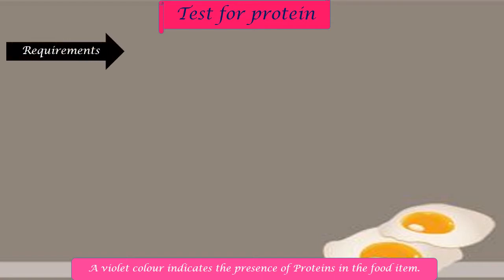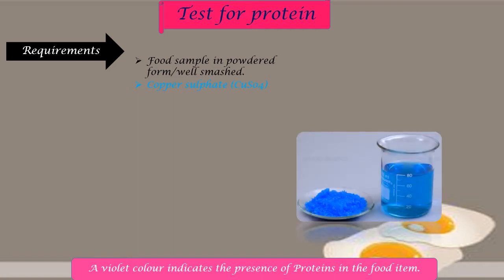Let us see a simple test for protein, as we discussed earlier. The basic requirements are a food sample in powdered form or well smashed form. It should not be a solid one, because we are going to mix it with some solutions. Copper sulfate solution, CuSO4, is the molecular formula.